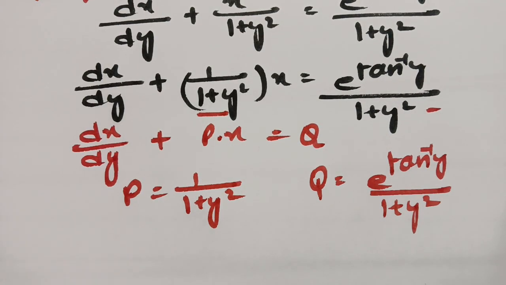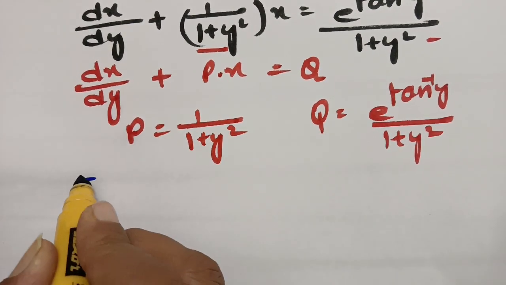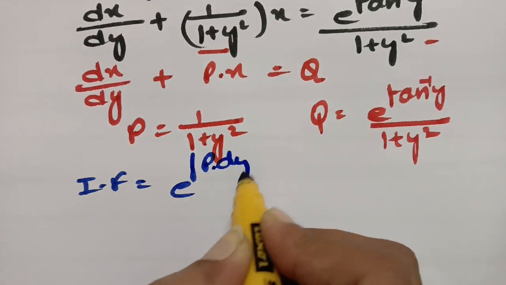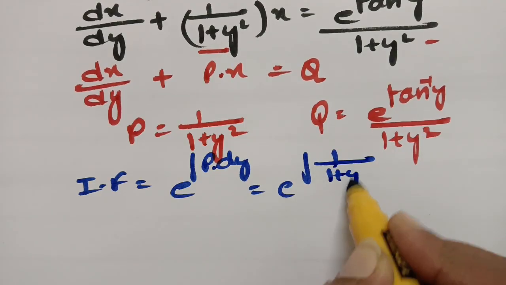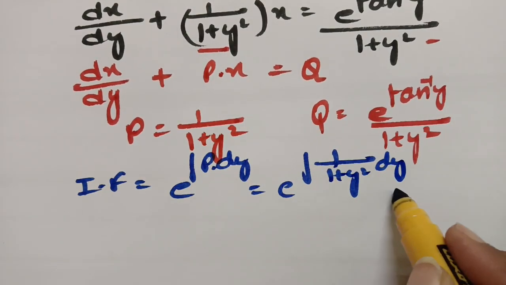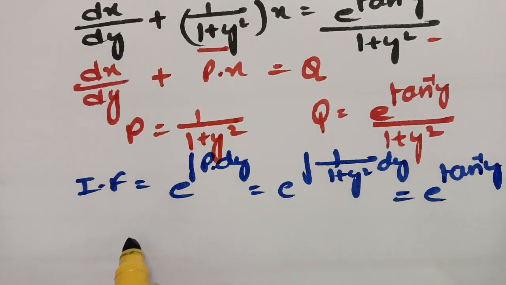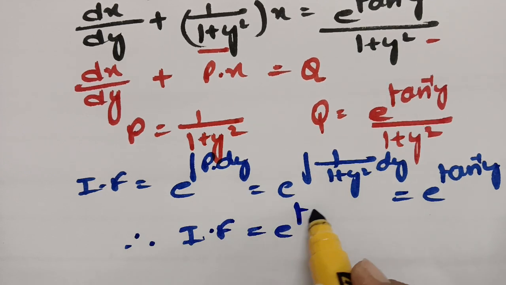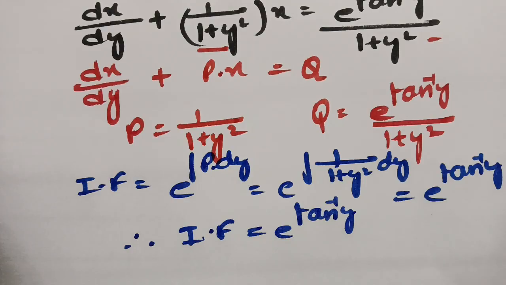Now the integrating factor for this kind is e power integral p dy, which is equal to e power integral 1 by 1 plus y square dy, which is equal to e power tan inverse of y. Therefore our IF value is equal to e power tan inverse of y. Clear?